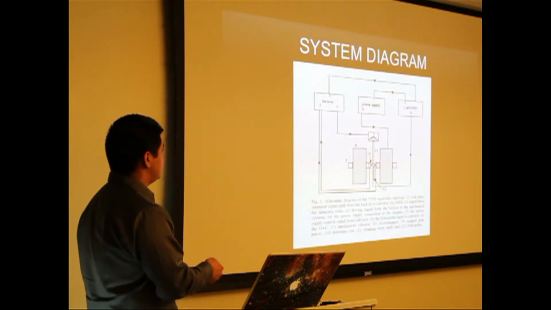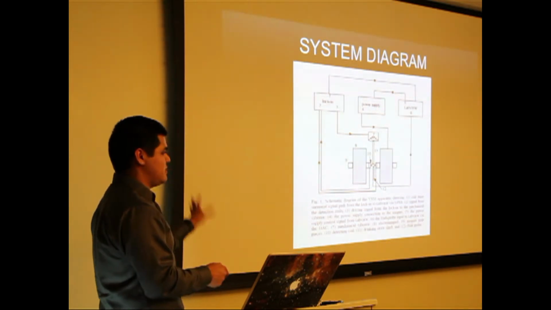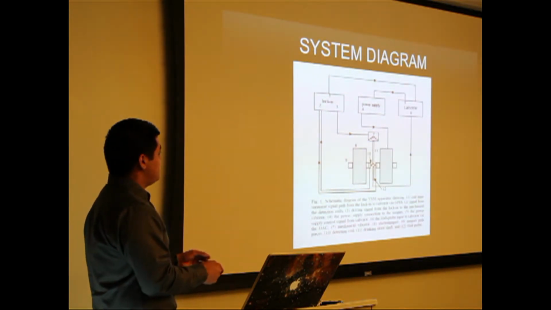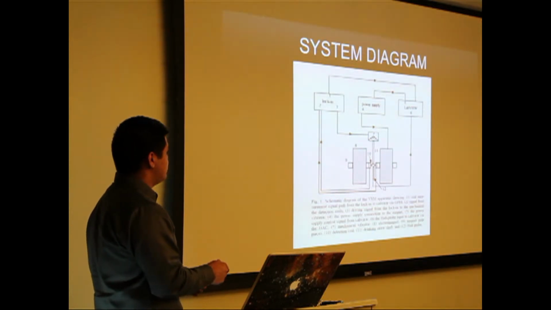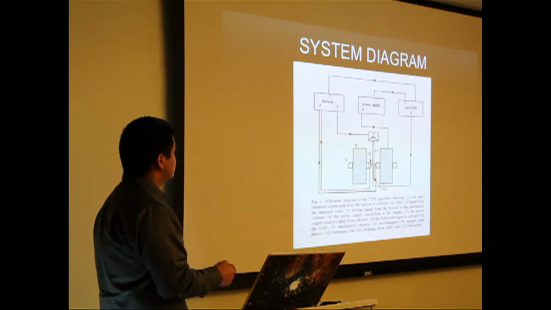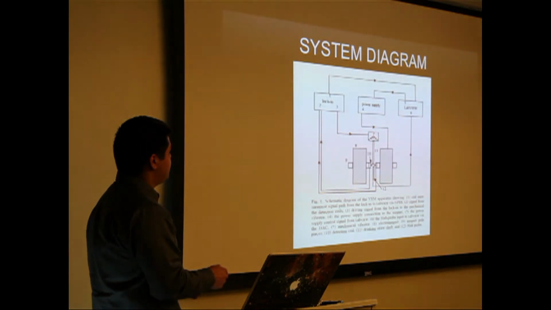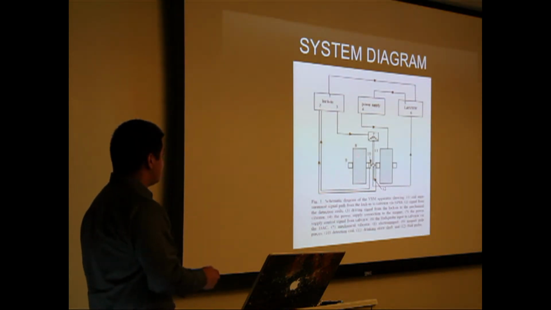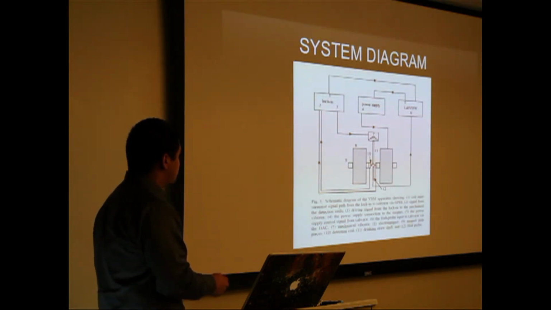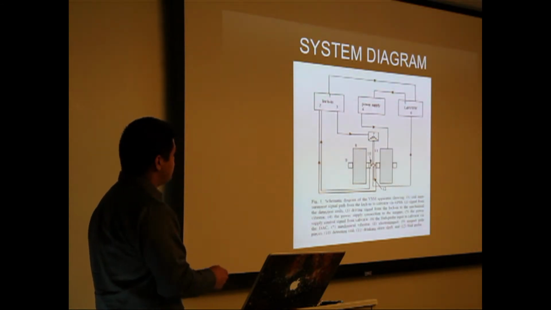So this is a system diagram of what a VSM is. We have LabVIEW, which is connected to the power supply, which is also connected to a lock-in amplifier. We have the mechanical vibrator, the straw, and the pickup coil that is connected to a lock-in amplifier, and then that goes back to LabVIEW, and then of course the DC magnet.